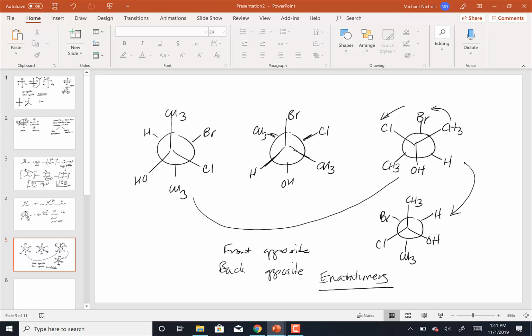And if you converted these into a sawhorse or a Fisher projection, you would have to do the same thing. To talk about carbon to carbon, you've got to align them exactly the same way. Why aren't they meso? Because the front carbon has an OH, a CH3, and a Cl. The back carbon's got an H, a Br, and a CH3. The only way it can be meso is if the three on the back are the same groups as the three on the front.